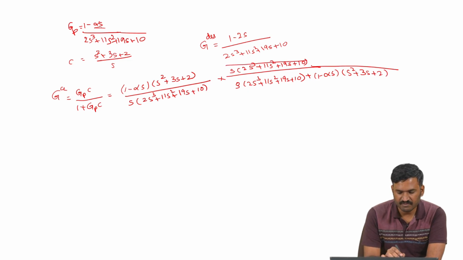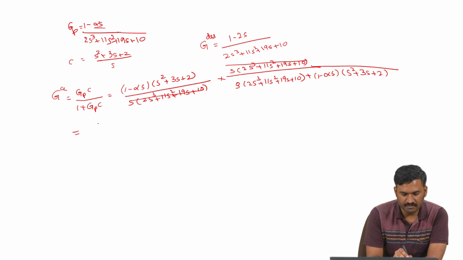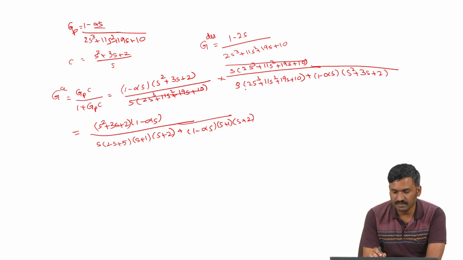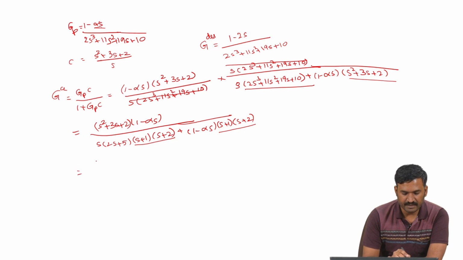Now, these two terms will get cancelled and we will end up with (s^2 + 3s + 2)(1 - alpha s) divided by s(2s + 5)(s + 1)(s + 2) plus (1 - alpha s)(s + 1)(s + 2). Now, what I have done is to just factorize this polynomial and this polynomial. So, we can see that (s + 1)(s + 2) is common here. So, we can take that out and cancel it.